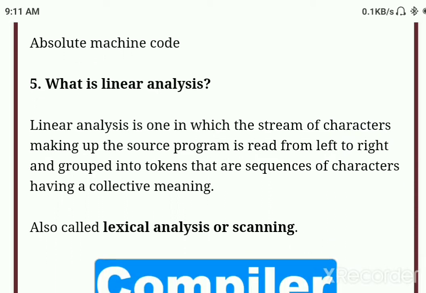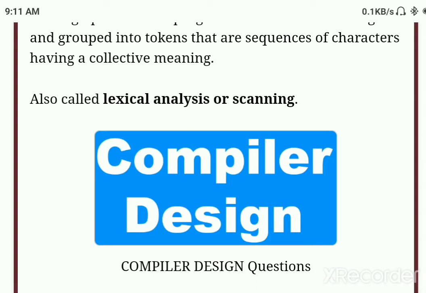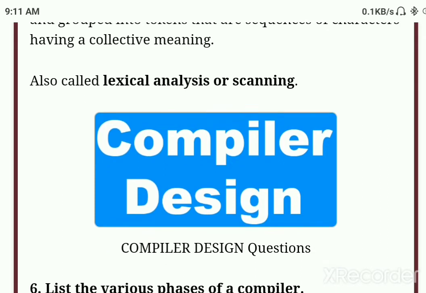What is linear analysis? Linear analysis is one in which the stream of characters making up the source program is read from left to right and grouped into tokens that are sequences of characters having a collective meaning. It is also called lexical analysis or scanning.